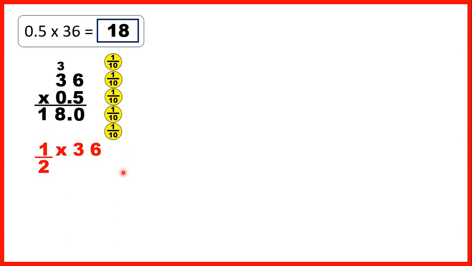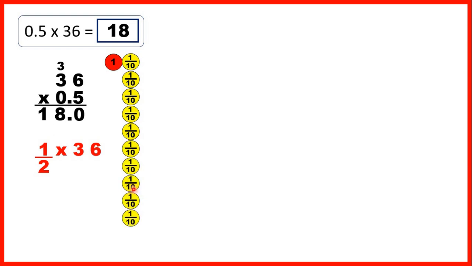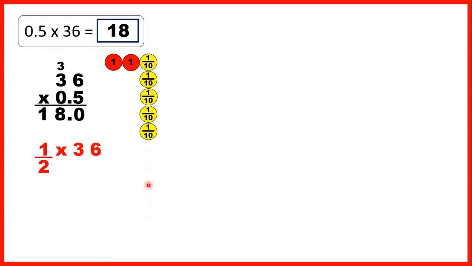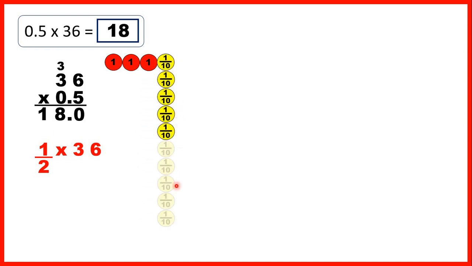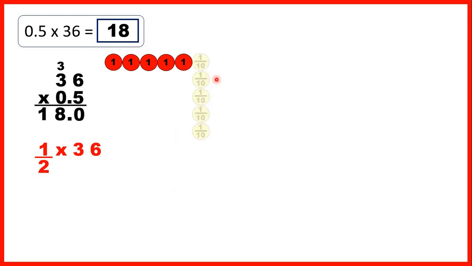But we can see if we add another 0.5, so another 5/10, we now have 10/10, but that's the same as 1. And again, if we add another 0.5, so a third one, and then a fourth 0.5, we get 2, and we can see how this would carry on until, when we've done this 36 times, we'll have 18 ones altogether.